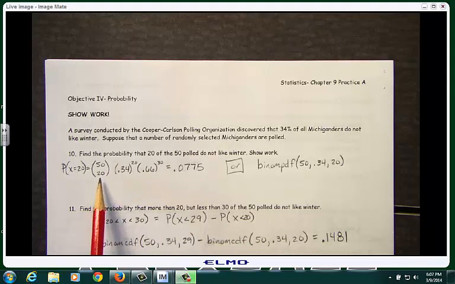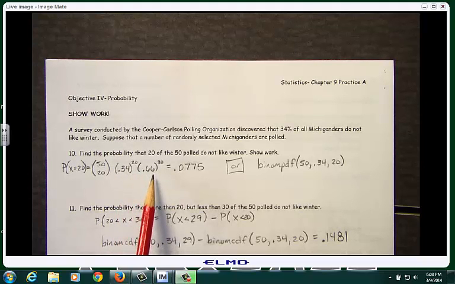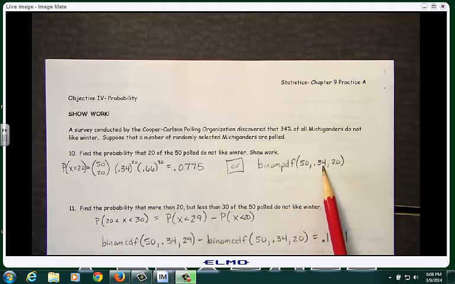So 50 choose 20 can be done on your calculator. The 0.34 to the 20th power is because the 34% do not like winter, so these are the 20 that don't like winter. This is 0.66 because 1 minus 0.34 is 0.66, which means that 66% like winter. So 30 of the 50 that like winter is the exponent on the 0.66. Or your calculator has a function called binom PDF where you can put in the number, the probability, and the number that you want associated with that probability. It would give you the same answer.